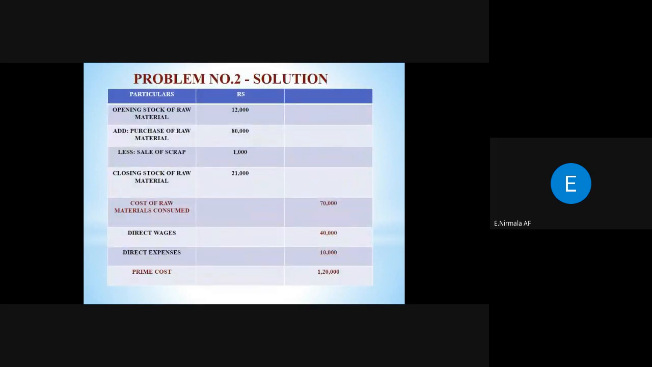So what we have to do here? First, we have to enter opening stock of raw material, and then we should add purchase of raw material, and then we have to deduct sale of scrap and also closing stock of raw material. So finally, we will get cost of raw material consumed, rupees 70,000. And then direct wages, direct expenses of rupees 40,000 and 10,000. We have to add to get the prime cost of rupees 1,20,000.